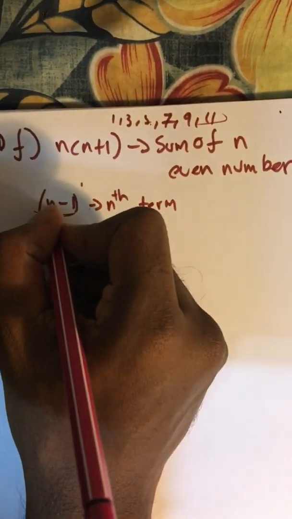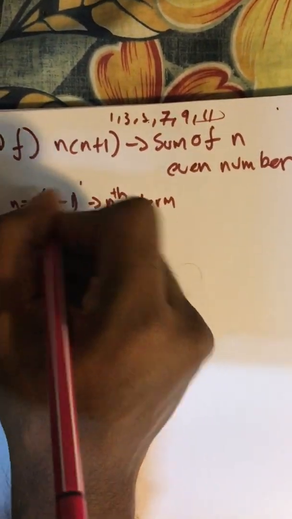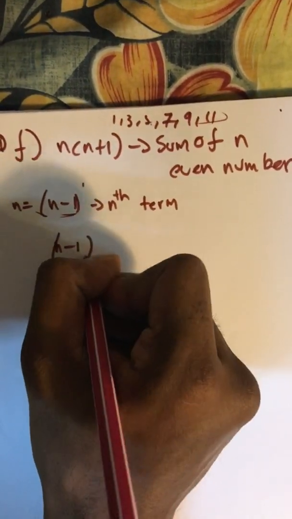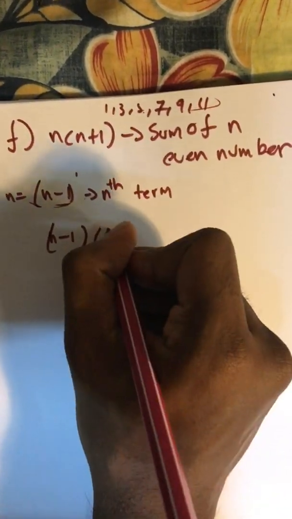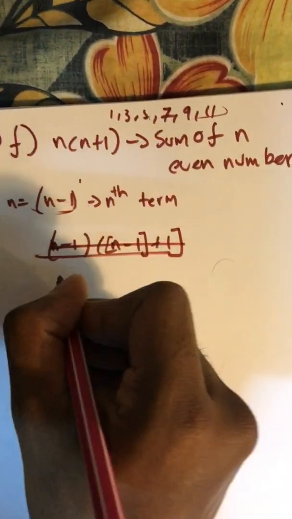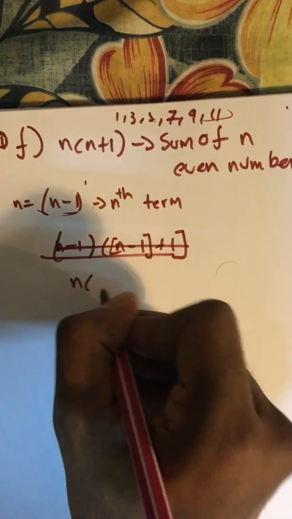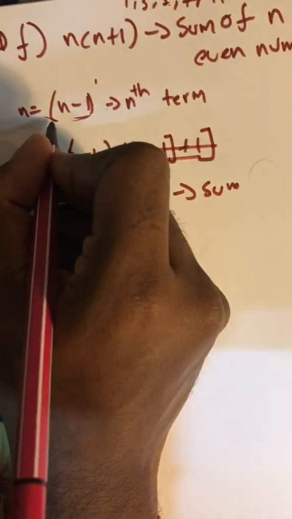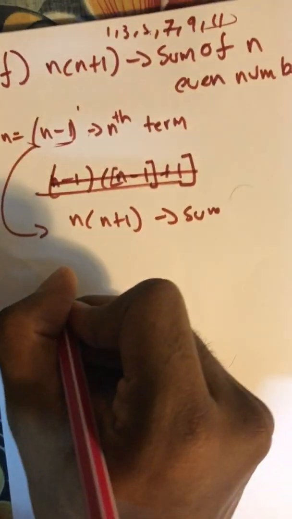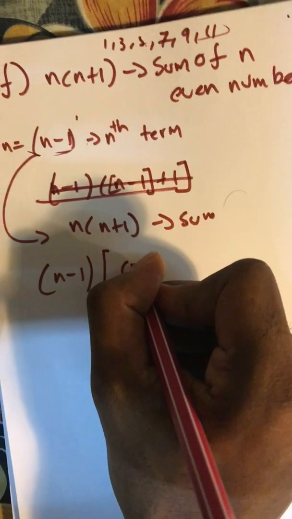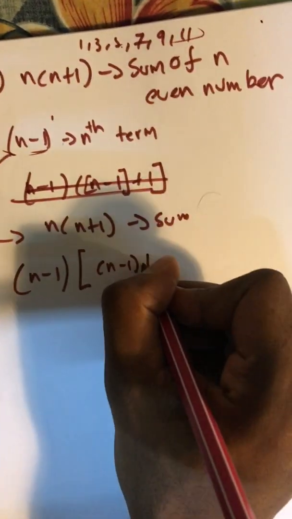Usually when students see n, they get confused. So actually your n is n minus 1, and we're going to replace it inside here. So n minus 1, and then n minus 1 plus 1. Never mind, I'll write it in a better way. You see how I write here n plus 1. This is our sum, right? So now I'm going to take this and replace inside here. So n minus 1 here, then here will be n minus 1 plus 1.